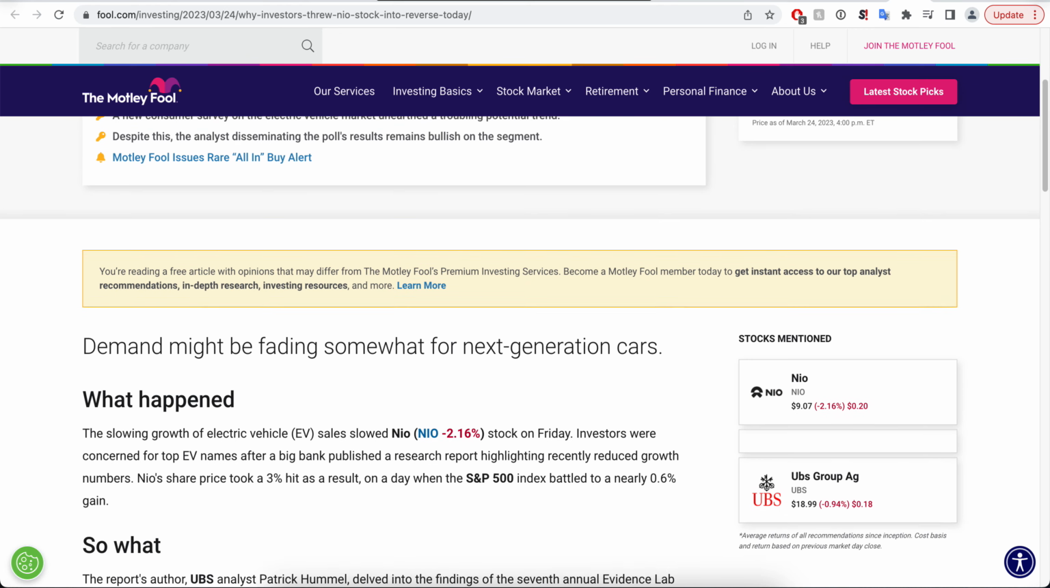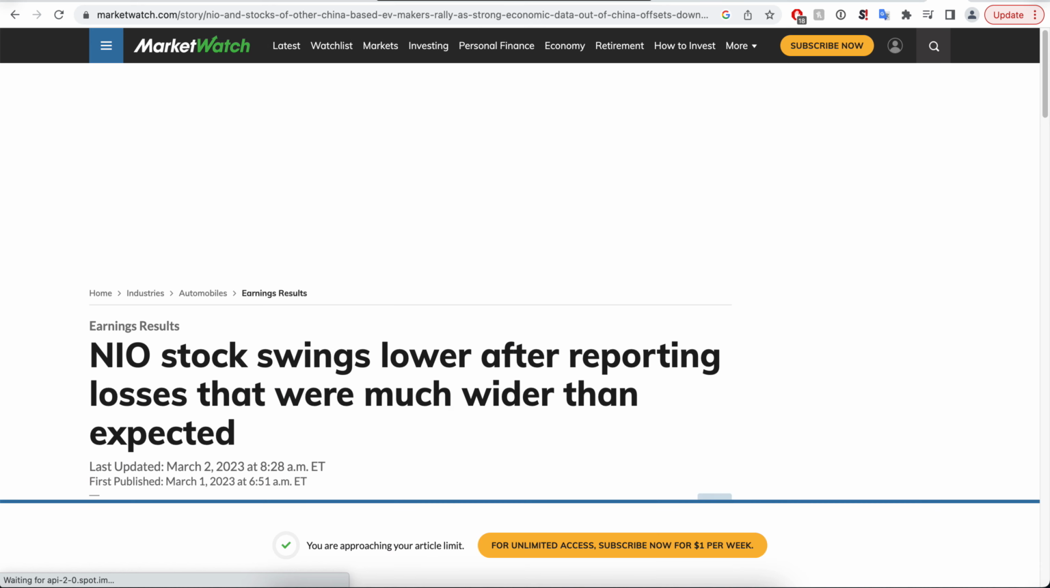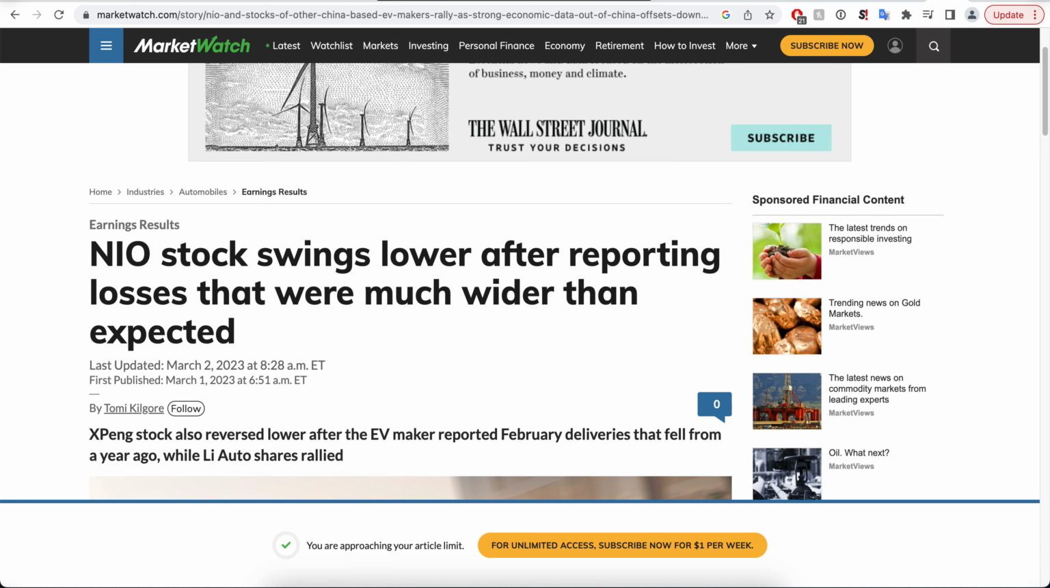We are looking at a potential decline in the overall EV market, and this is why we're looking at NIO also going down. You will see here in regards to NIO, NIO stock swings lower after reporting losses that were much wider than expected. That's the most recent earnings report the company had about a month ago, so that's interesting to note as well. And Xpeng also reported lower, and reversed lower.